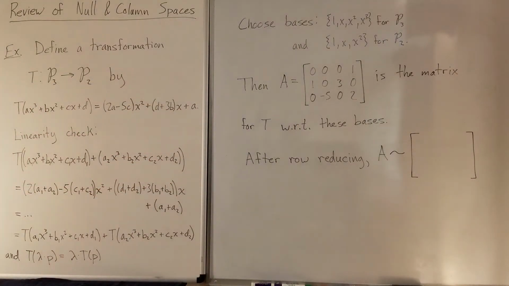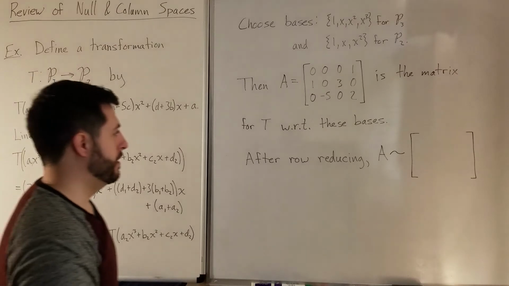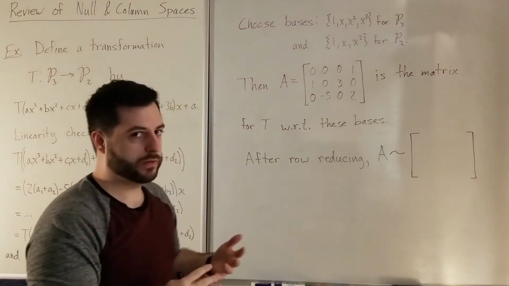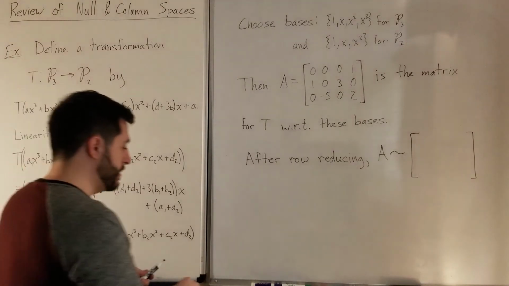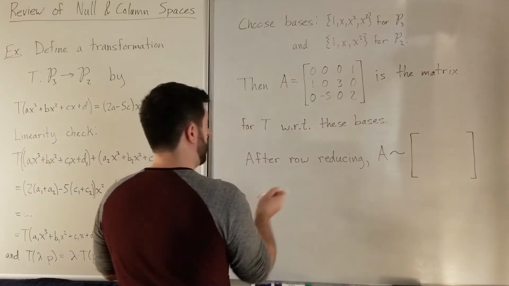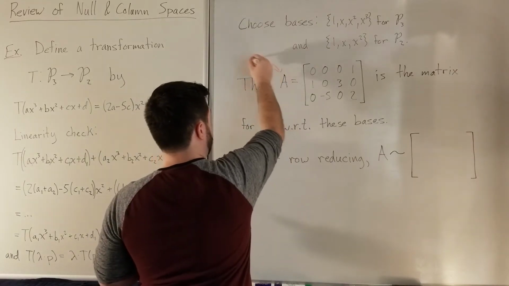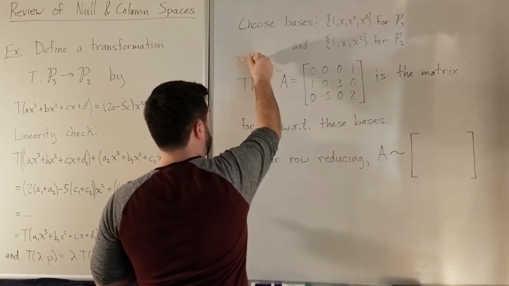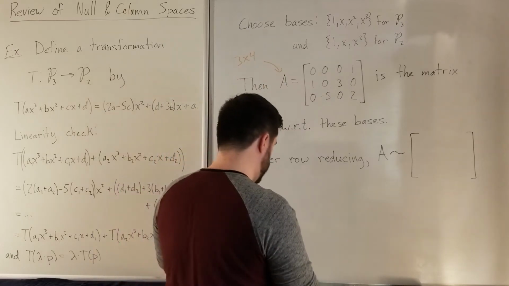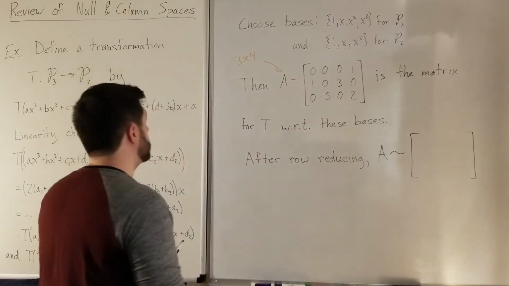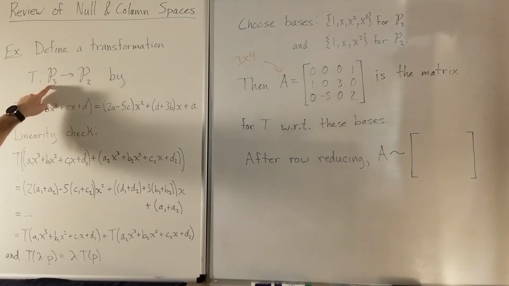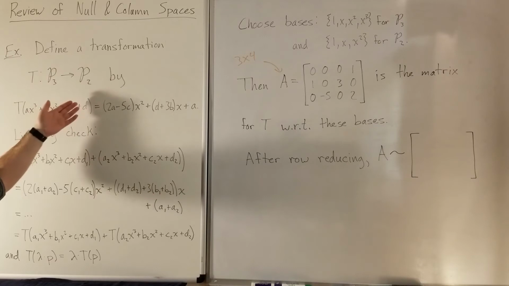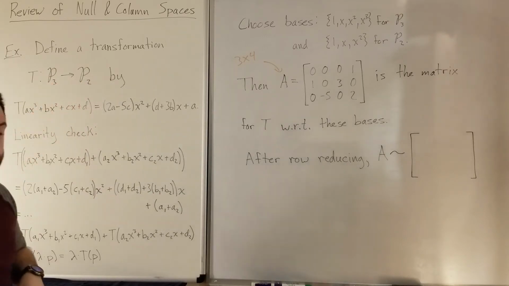All right, this is the matrix for t with respect to these bases. Okay, so WRT is with respect to, if you're not familiar with that. All right, so I just want to point out that A is 3 by 4. It's a 3 by 4 matrix. And we could have determined that before we started this process by just saying this is a 3-dimensional space, this is a 4-dimensional space, so the matrix corresponding to it should be 3 by 4.